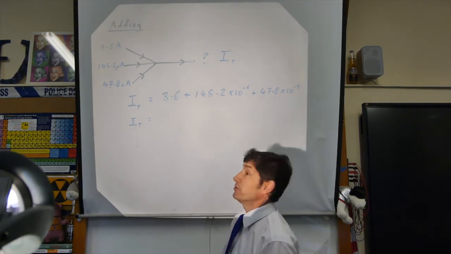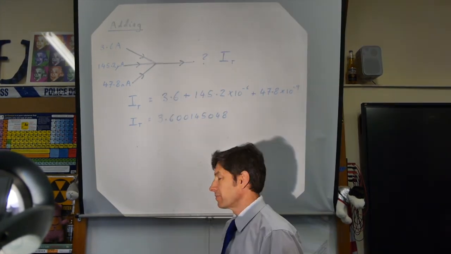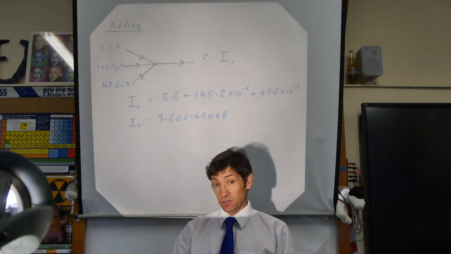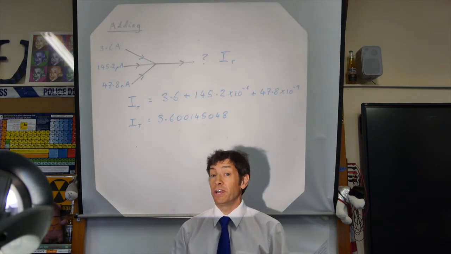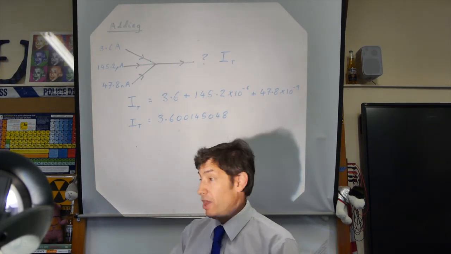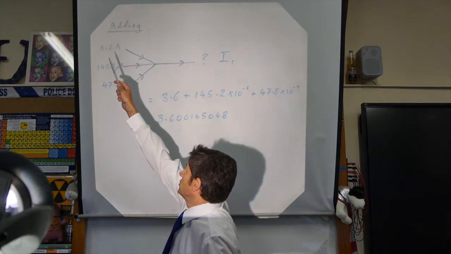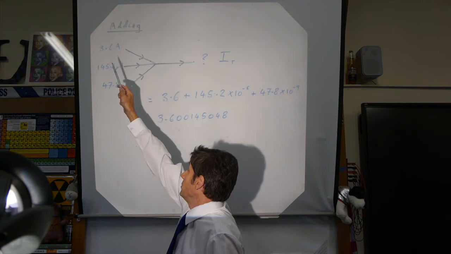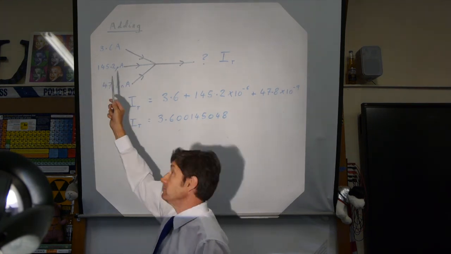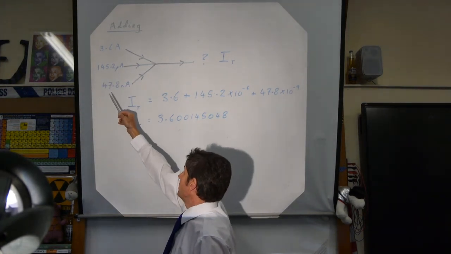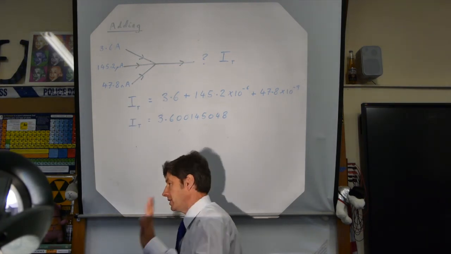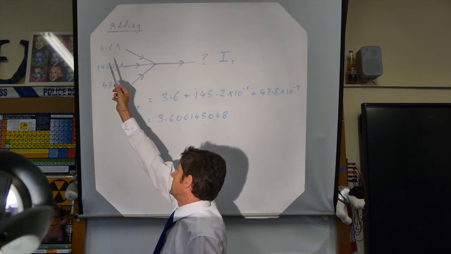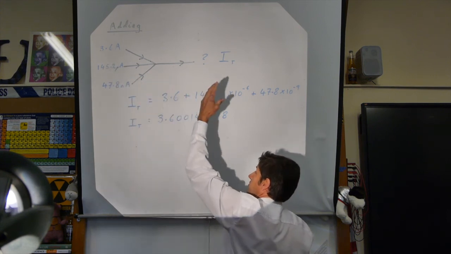Okay, why don't you bash that out on your calculator and see what you get? So if you gave it a go, I hope that's what you got on your calculator. And I'm also hoping that some people watching this are feeling pretty uncomfortable about that answer. Yeah, I know. Okay, 3.6 is a large current compared with only 145 microamps. It wouldn't be if this was a billion microamps. Okay, and 47.8 nanoamps is a really, really, really tiny current.